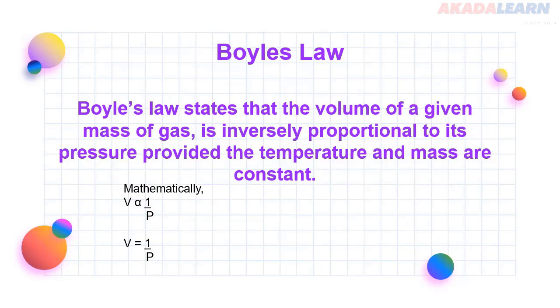remove the proportionality sign, we put an equality sign, and then that means pressure times volume should be equal to a constant. And what this means is that we can equate two different pressures and two different volumes so that we can be able to calculate the difference in volume or pressure.